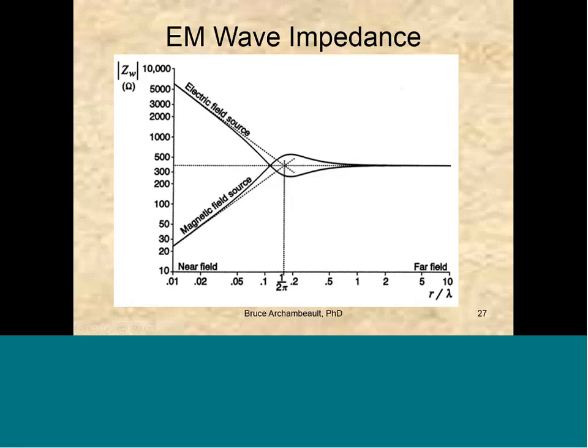But if I was to take asymptotes for the electric and magnetic fields here, how they're changing, at about 1 over 2 pi, or 1/6 of a wavelength, is where we would hit that. And so typically for EMC applications, we consider the far field to be at about 1/6 of a wavelength. If you want to be really sure, then at a wavelength, you're definitely in the far field.